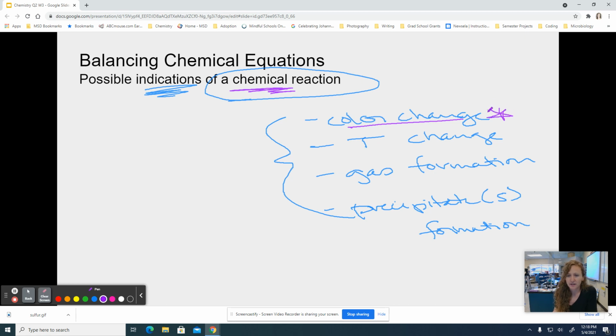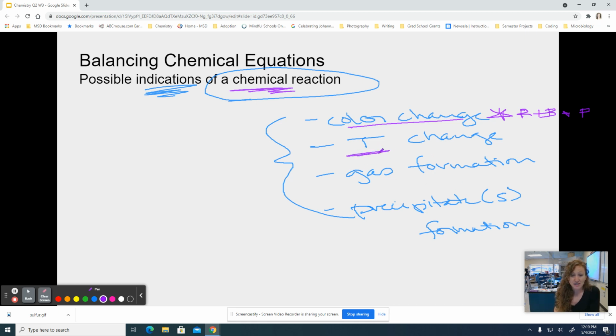Now, you have to be careful of color changes because it could just be colors mixing. So, for example, if you have one substance that's red and another substance that's blue, and you mix them together, you're going to get the patriotic color of purple. That's not a new color. That's just red molecules and blue molecules so close together that your eye can't distinguish between them. Right? The color is still there. The red's still there. The blue is still there. It can actually be separated out again. You're just seeing a new color, but there's not actually a new color there. So you have to be careful with color change.